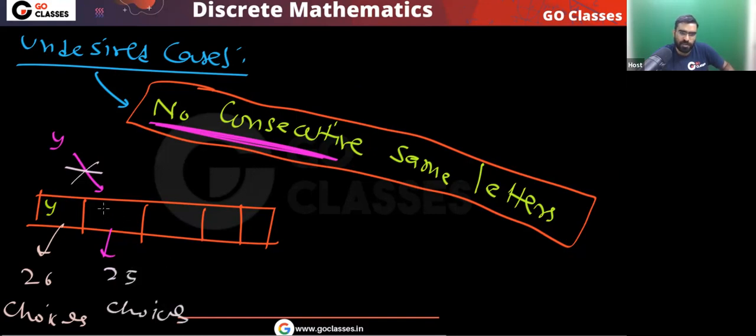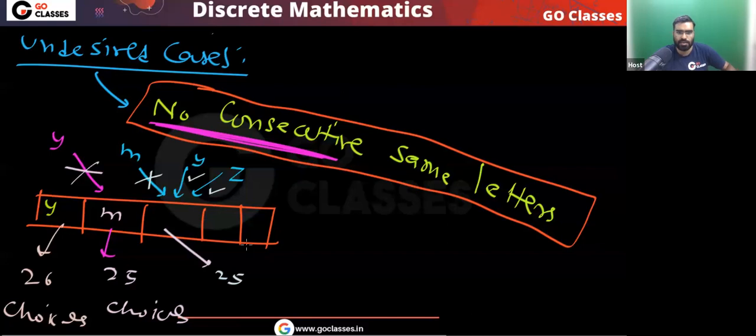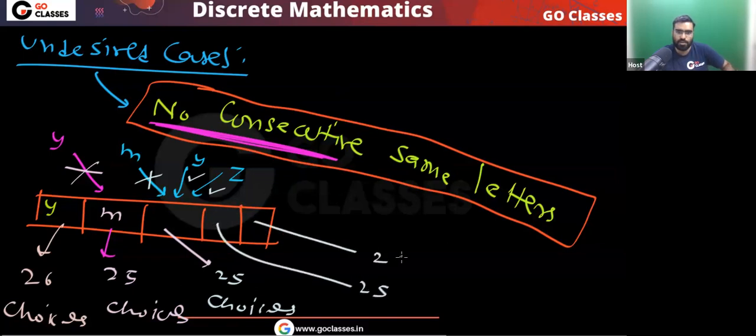Let me use, for example, m. Now how many choices here? Now you cannot use m, but you can use y, you can use z. Y is fine, z is fine. So again 25 choices. Interesting, right? Again here 25 choices, and again here 25 choices.